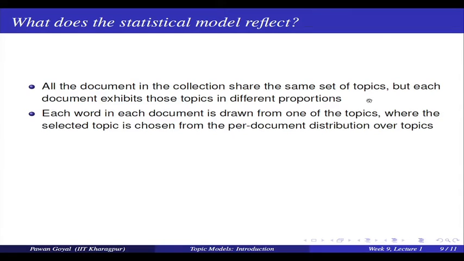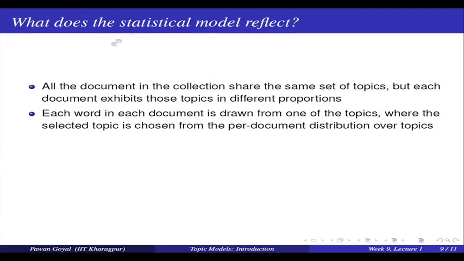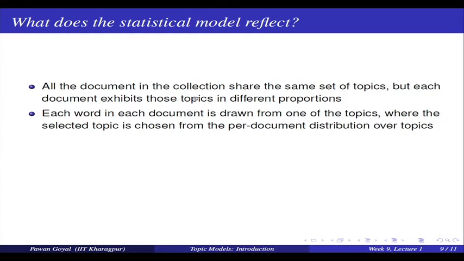So this is a statistical model, also we call it a generative model. What does this reflect? It reflects two important things. What are those? All the documents in the collection share the same set of topics, right? We have an underlying set of topics. All documents are sharing the same set, although the proportions are different. Okay. So each document exhibits those topics in different proportions. That is one important fact.